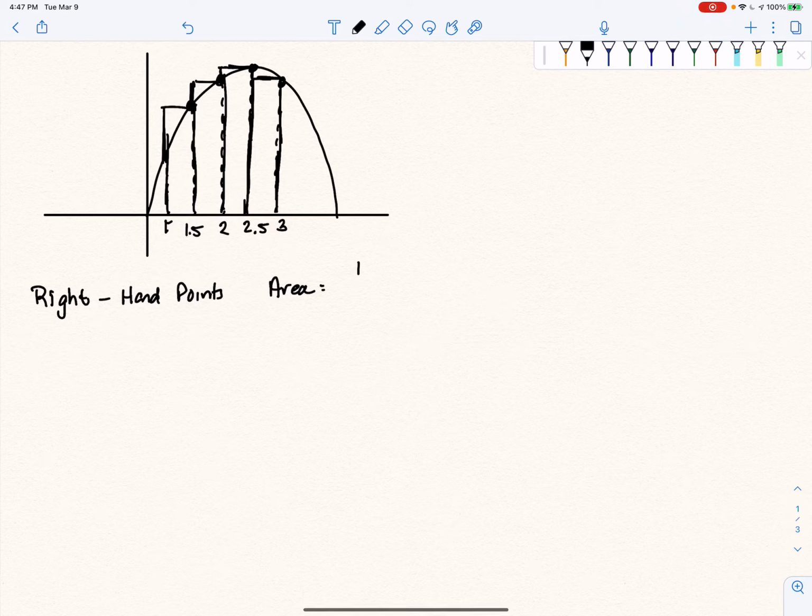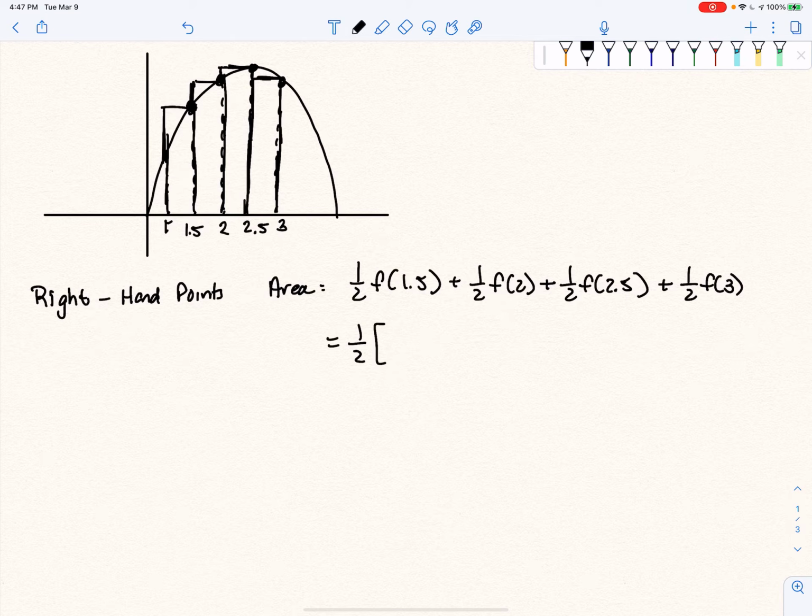So the area is 1/2 f of, well, let's see, that first y value is the y value at 1.5, plus 1/2 f of 2, plus 1/2 f of 2.5, plus 1/2 f of 3. Okay, now we already have most of these values from before, but I'm going to just go ahead and factor out the 1/2 anyway, just to make this easier.